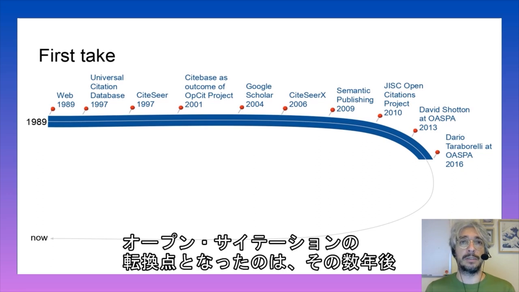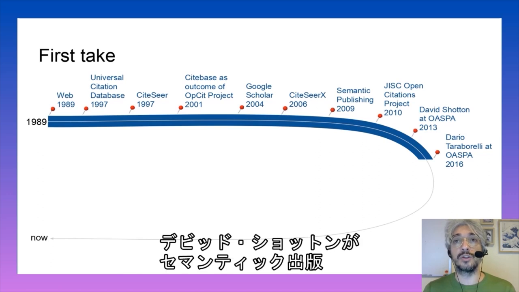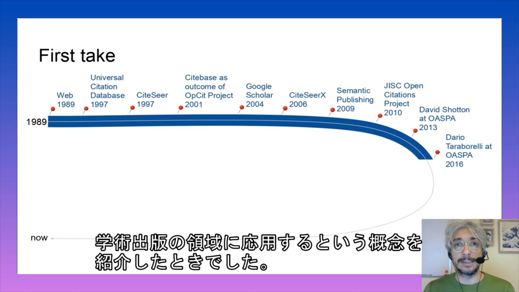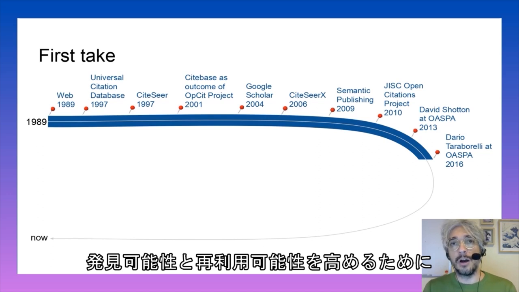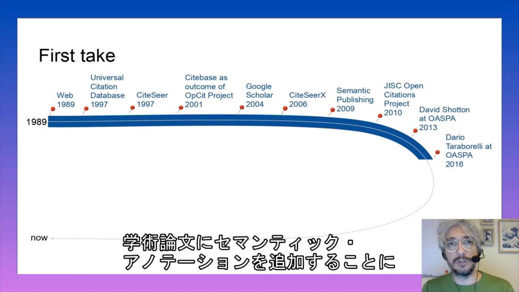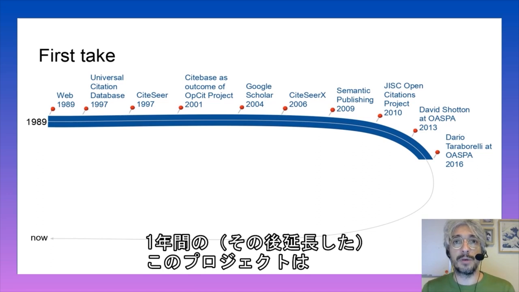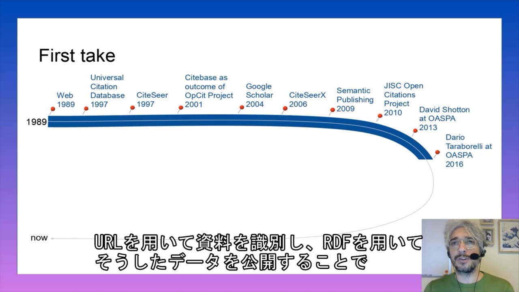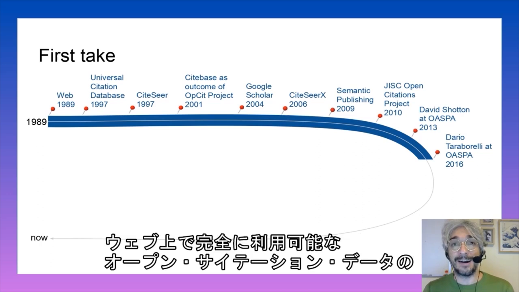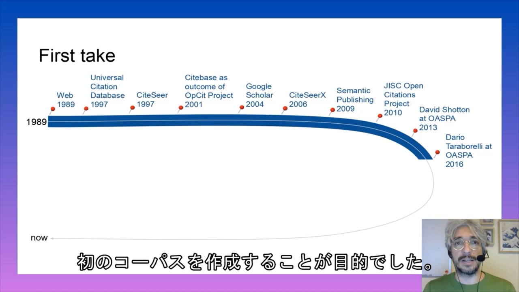But the tipping point for open citations was when, a few years later, David Shotton introduced the concept of semantic publishing. That is, the use of semantic web technologies applied to the scholarly publishing domain, in particular focused on adding semantic annotations to journal articles to make them more discoverable and reusable. This idea led him to the JISC Open Citations project in 2010, a year-long project with a subsequent extension that aimed at creating a first corpus of open citation data entirely available on the web by using URLs to identify resources and RDF to expose this data to the public.